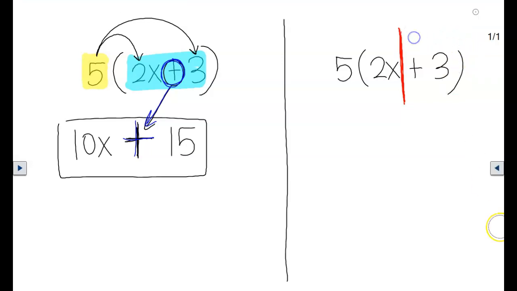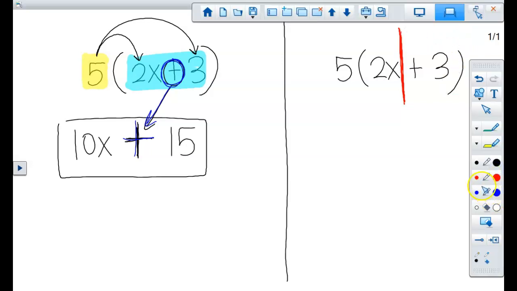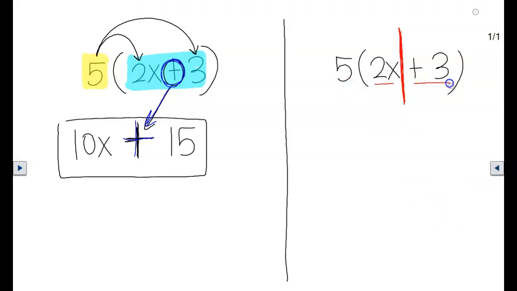I'm going to erase what I wrote up here because he's kind of in my way. So here we go. We're going to take the 5 and multiply it by each member of our group, just like we always have. So first, you are going to do 5 times 2x, which is exactly what you did over here. 5 times 2x is 10x.